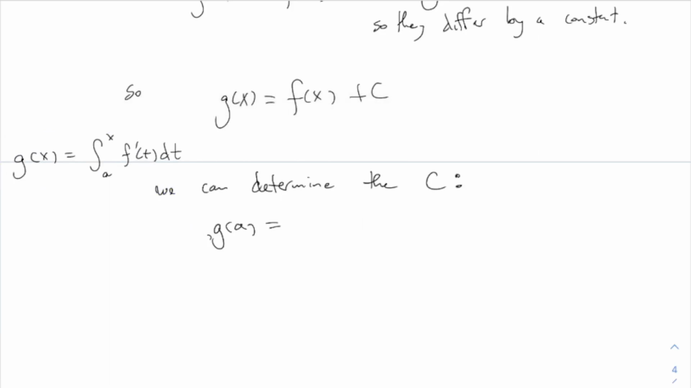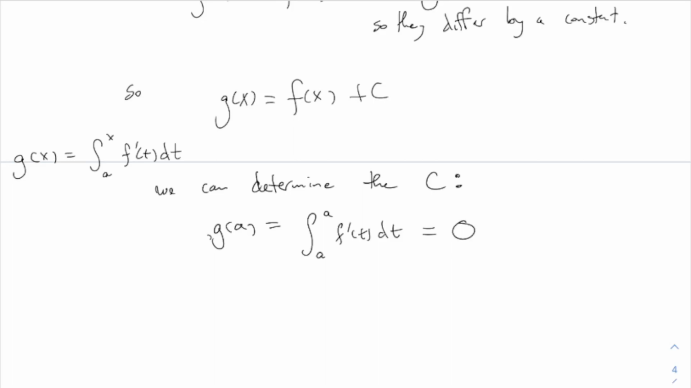All right, g of a. What is g of a? Well, g of x is like that, so I'm just going to plug in for x over there: integral a to a, f prime of t dt. Integral a to a means the area under the curve starting at point a and going all the way up to the point a. How much area is that? The answer is no area. Between a and a, that's not an interval. There's no area there. This is 0.